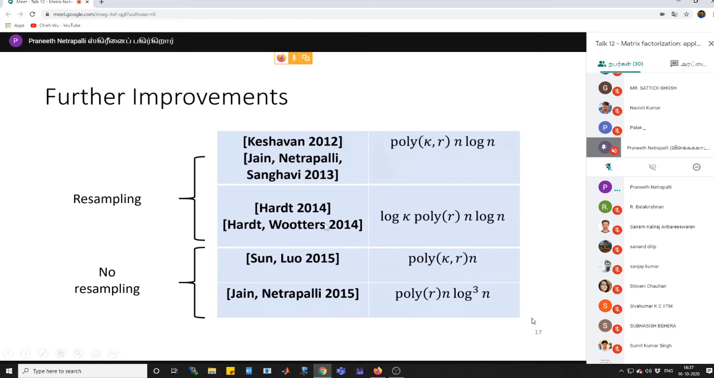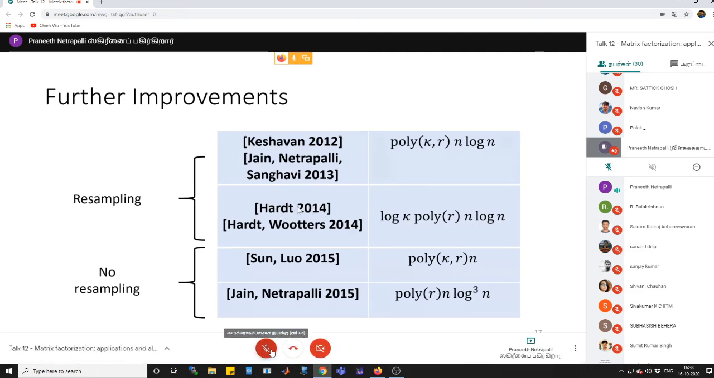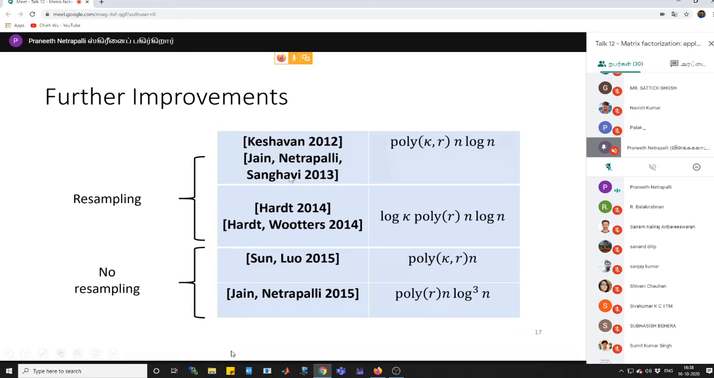Sorry, I was missing my pointer. So these results, the initial results, you had to use different samples in different iterations. So we said there are log 1 over epsilon iterations, and we had to use different samples in different iterations. And this one again uses different samples in different iterations, but the polynomial dependence on the condition number was improved to a logarithmic dependence on the condition number.